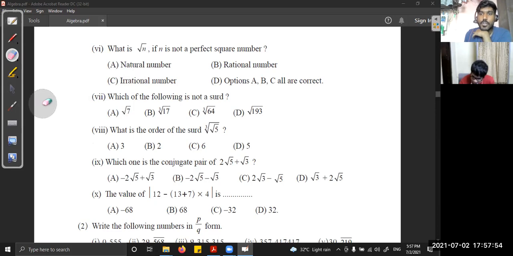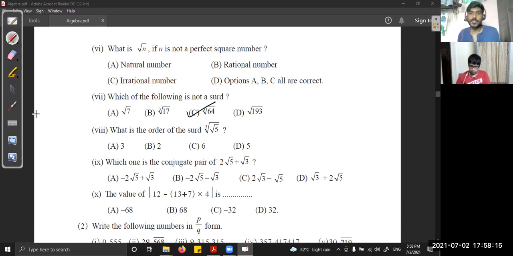Next is which of the following is not a surd? 3 root 64. No, don't say 3 roots. Say cube root of 64. Cube root of 64. So this is not a surd. Correct. C is the answer.